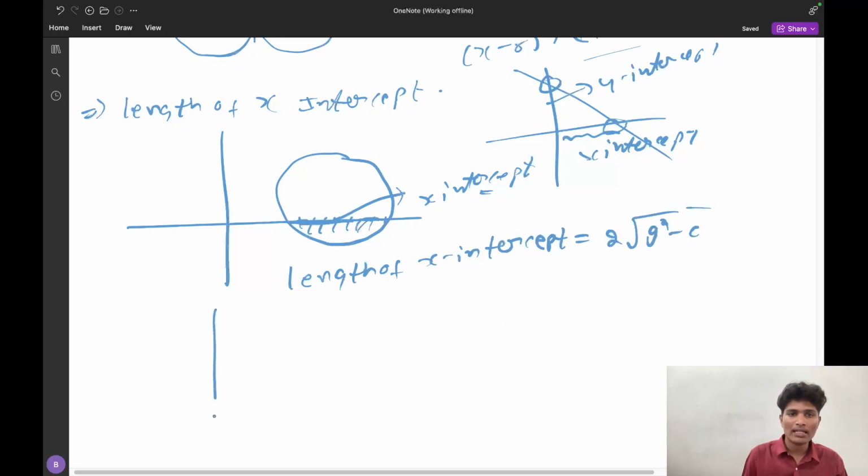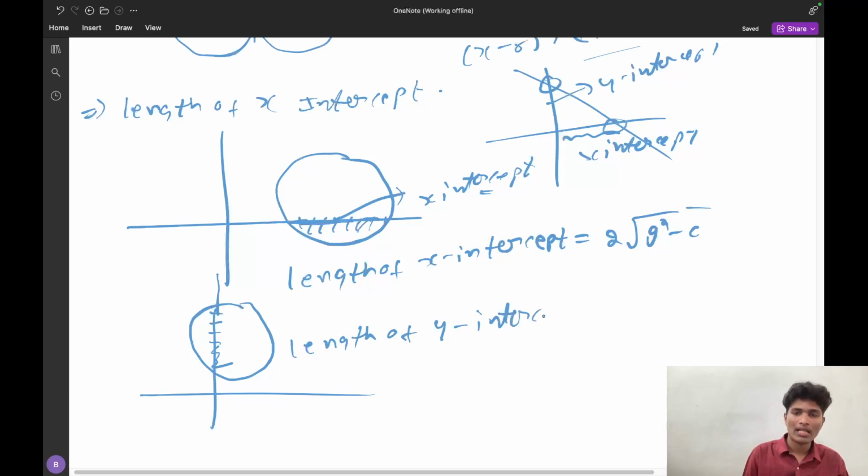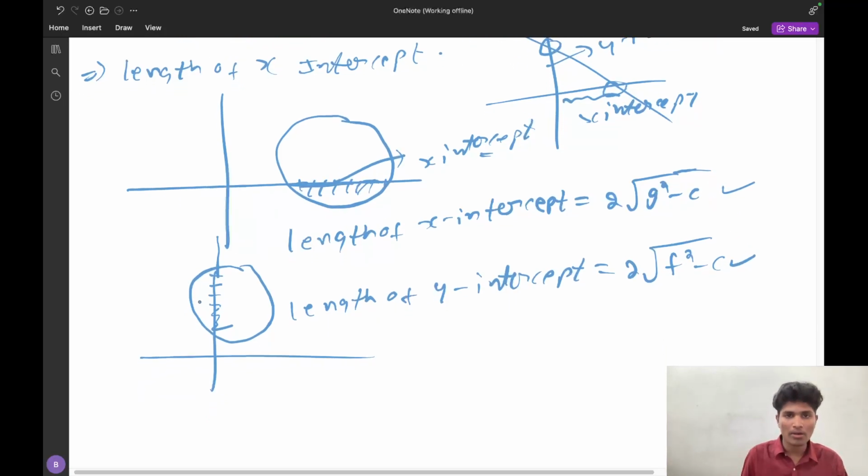And what is the length of y intercept? Simply take this circle and see what length it is cutting. It is the length of y intercept. And what is the answer? The length of y intercept is equal to 2 root f square minus c. This is the thing you have to remember.